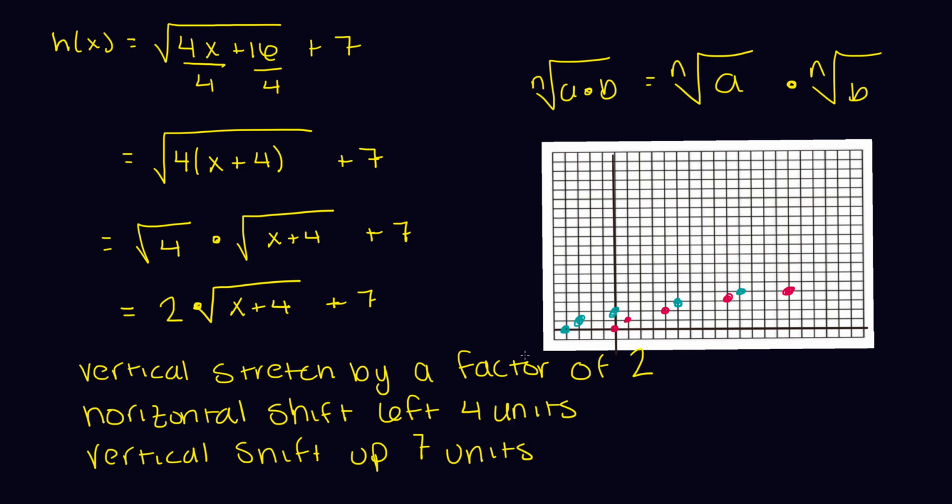I'm going to do my vertical stretch by a factor of 2. I'm going to make this green. So 0 times 2 is 0. 1 times 2 is 2. 2 times 2 is 4. 3 times 2 is 6. And this is 4 times 2 is 8. Did I just say 2 times 2 is 6? 2 times 2 is 4.